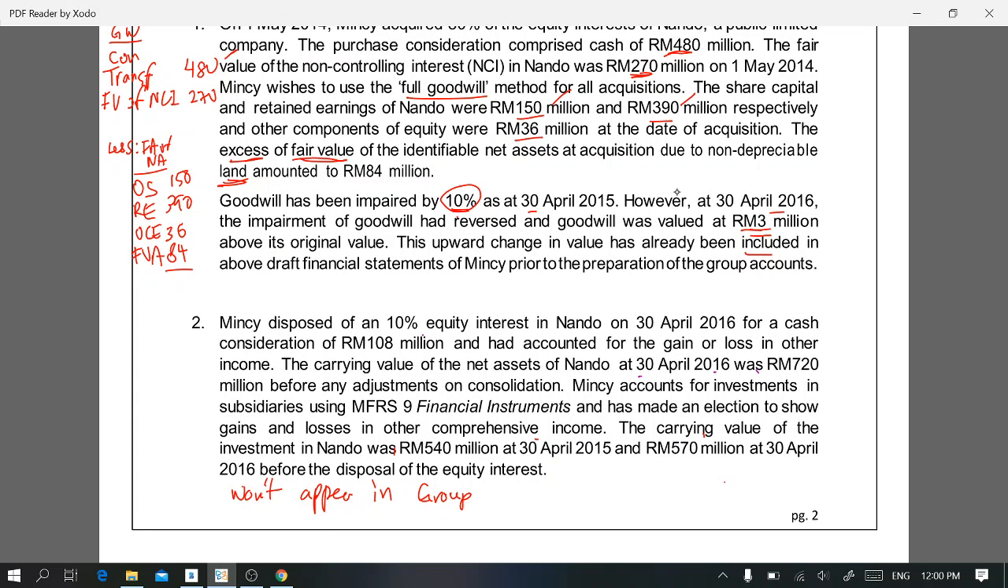So add up this one, 540 plus 36 plus 84, 660, 675. So we have 90 as our goodwill, and goodwill has been impaired by 10% last year. So we are in 2016. However, in 2016 the impairment has been reversed. So last year recorded 10% impairment, so 81, and it has been reversed, and goodwill was valued at 3 million above. So reverse 9 million plus 3, so reverse 12. The upward change in value has already been included in the draft.